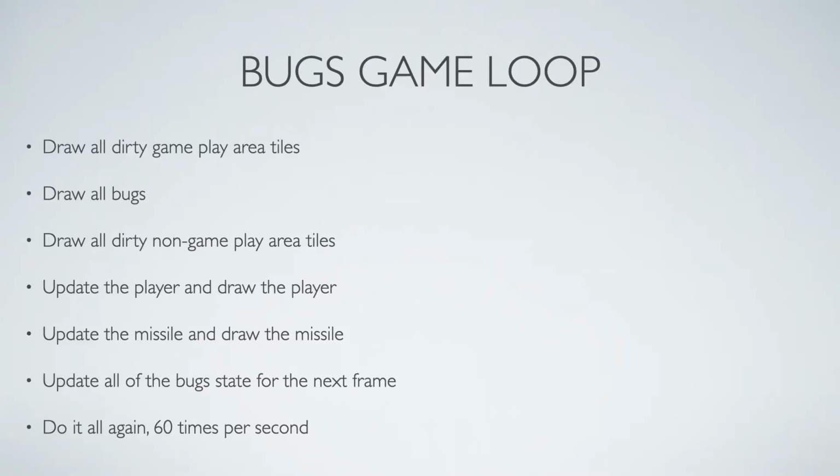The player position is updated based on mouse movement and is drawn. The missile, if any, is updated and drawn. Then the game needs to calculate where all the bugs will be for the next frame. By the time this is done, it is ready to draw the next frame after this, so hopefully the 60th of a second has not expired.